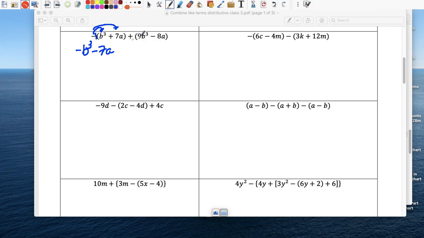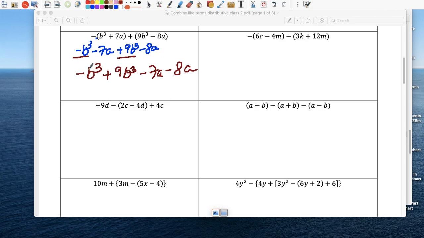Now, when there's a plus sign in front of the parentheses, the terms inside don't change. Whatever they are inside, they are going to be outside. So in this case, 9b cubed and minus 8a. So I can remove the parentheses and not change the signs of the terms inside. Right, now this guy and this guy will be combined. So it's negative b cubed plus 9b cubed, and then minus 7a minus 8a. Like terms next to like terms. There's a 1 here if you want to put it. Negative 1 plus 9 is 8b cubed. Negative 7, negative 8 is negative 15a.